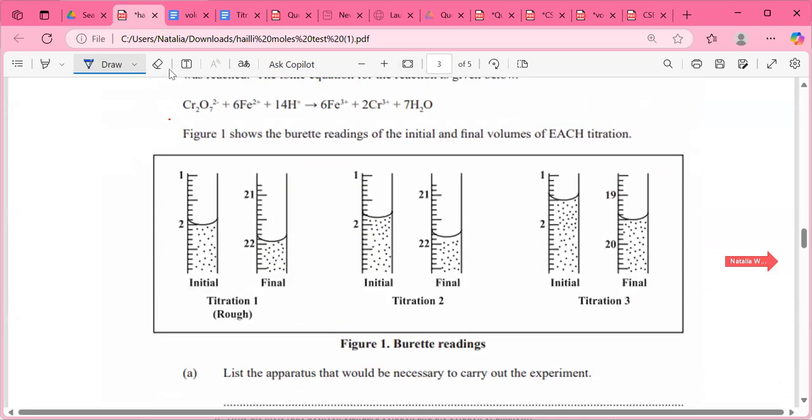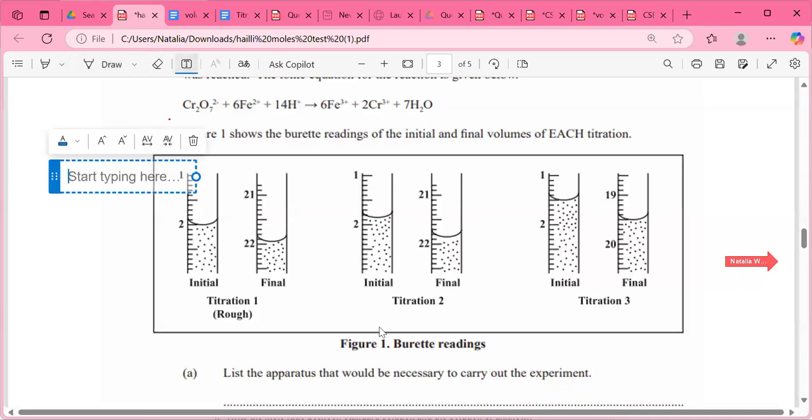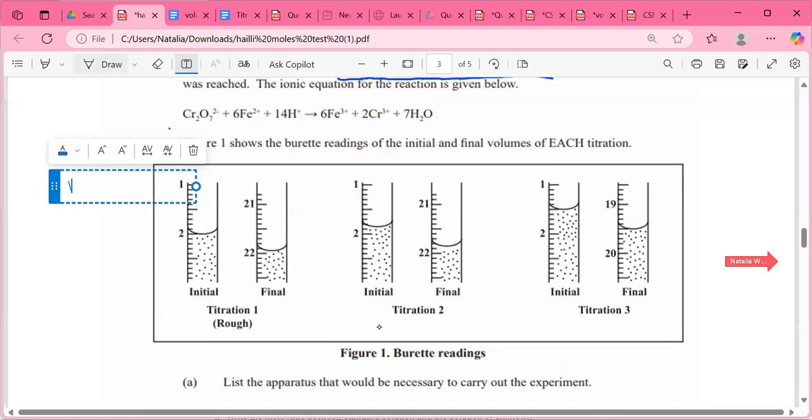What's the final reading for the first titration? So we know we're going down by 1. So we're increasing in the direction there. We're going down by 1. 1 divided by 1, 2, 3, 4, 5, 6, 7, 8, 9, 10. 1 divided by 10, I'm going down by 0.1.